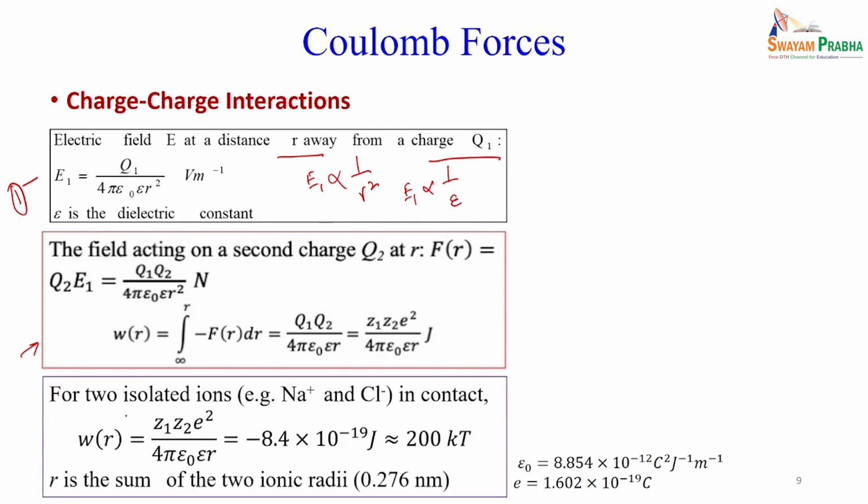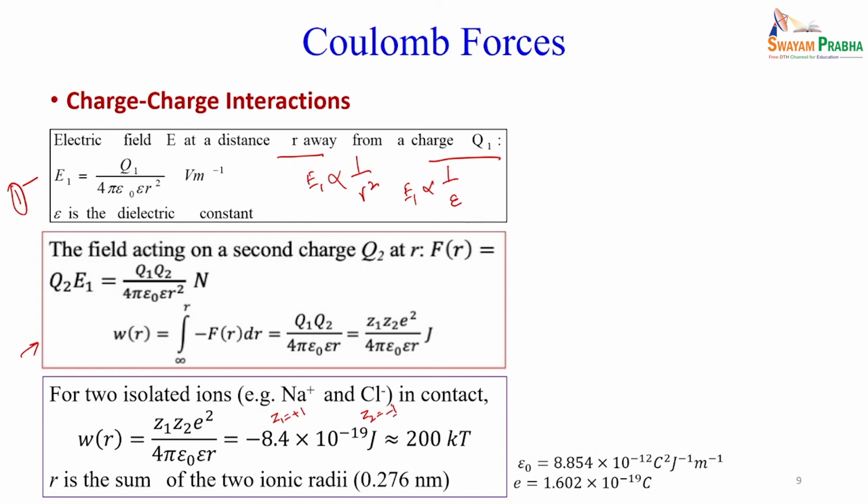Now, we will just see one example of NaCl. Na positive charge, Cl is negative charge. They are coming in the contact and forming the NaCl. So, can we calculate what is the interaction energy or what is the potential? The formula is very simple, z1 z2 e square upon 4 pi epsilon naught epsilon into r. So, here z1 will be plus 1 and z2 will be minus 1.